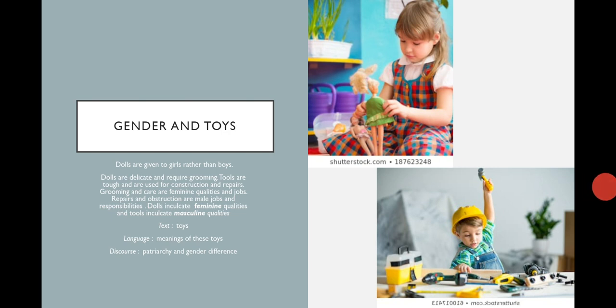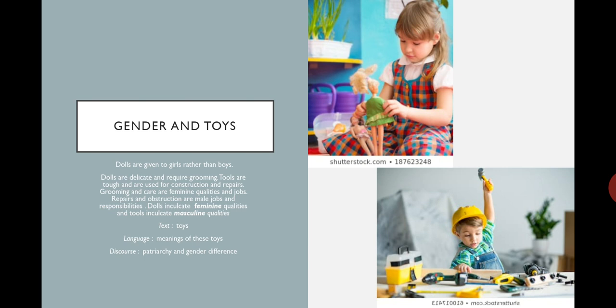Note the power play here in a patriarchal society that sees women as the second sex, confining her to the roles of weakness and helplessness. She is to be protected and to be exploited. These are the meanings which come through in the doll and in the tools, the toys which are given to little girls and little boys. These meanings are naturalized without us even knowing about it.